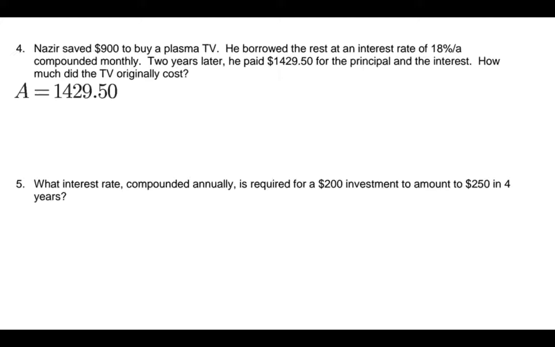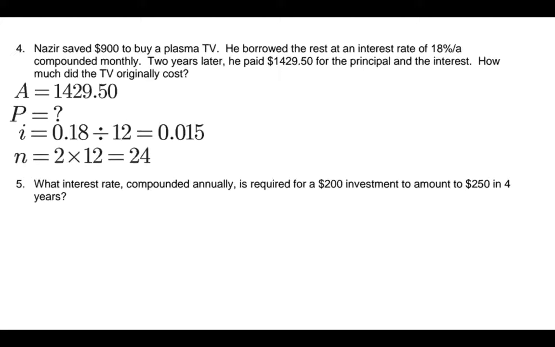So right now we have the future value of $1429. Present value is what you're looking for. It's kind of similar to the last question. It's compounded monthly, so again, everything's in months. So the interest rate is 1.5% per month, or 18% divided by 12, and it's for 24 months.